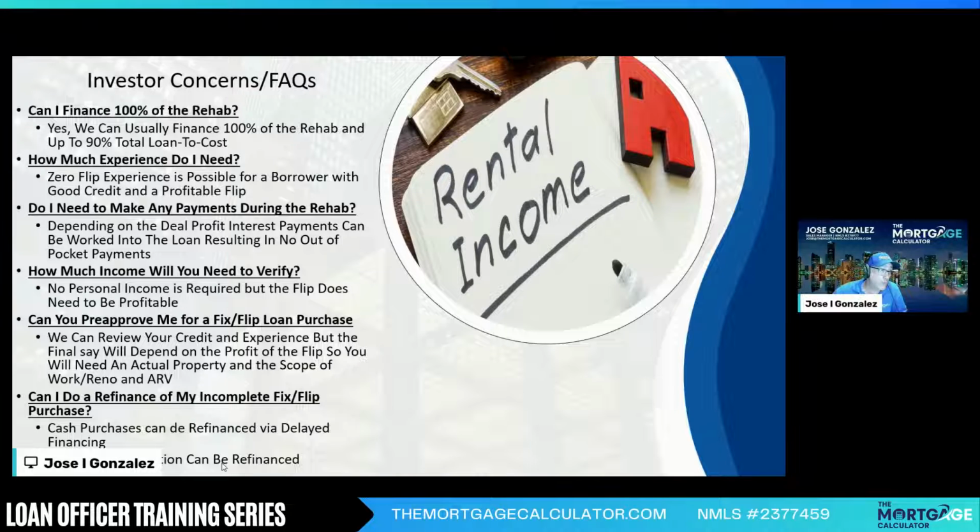So you need an actual property and the scope of work, in other words, the renovation and the ARV. So if you have a property in mind, and you know more or less what the renovation work is, what the after repaired value will be, what price you're going to get it for, and your experience level and credit score, yes, that way we could pre-approve that flip.